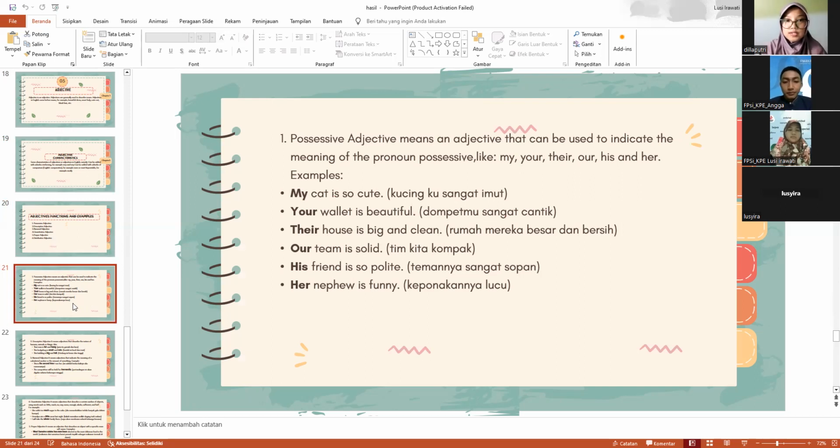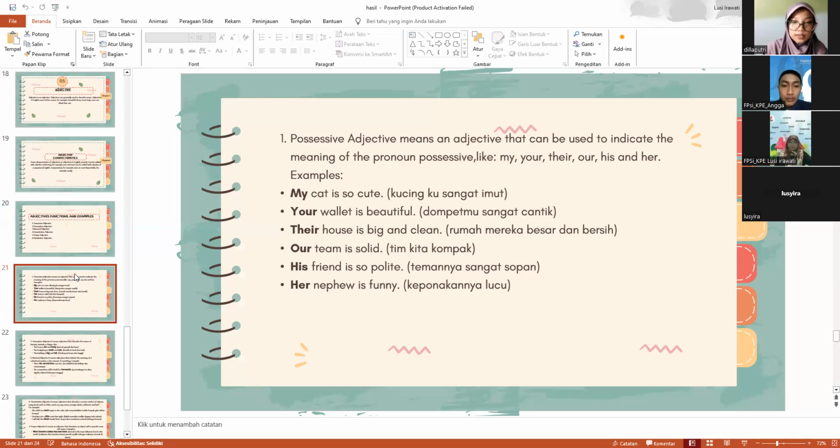First, possessive adjective means an adjective that can be used to indicate the meaning of possessive pronouns, like my, your, their, our, his, and her. Maksudnya adalah kata sifat ini bisa digunakan untuk menunjukkan makna ganti kepunyaan. Example, my cat is so cute. Kucingku sangat imut. Your wallet is beautiful. Dompetmu sangat cantik. Their house is big and clean. Rumah mereka besar dan bersih.